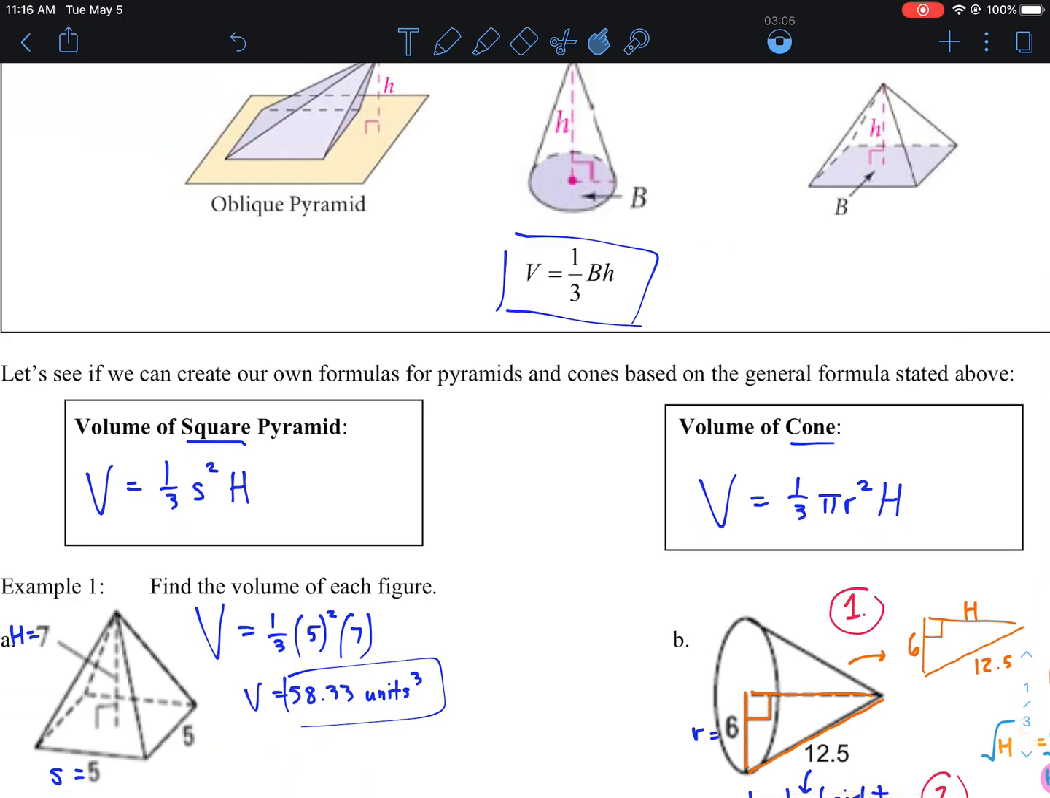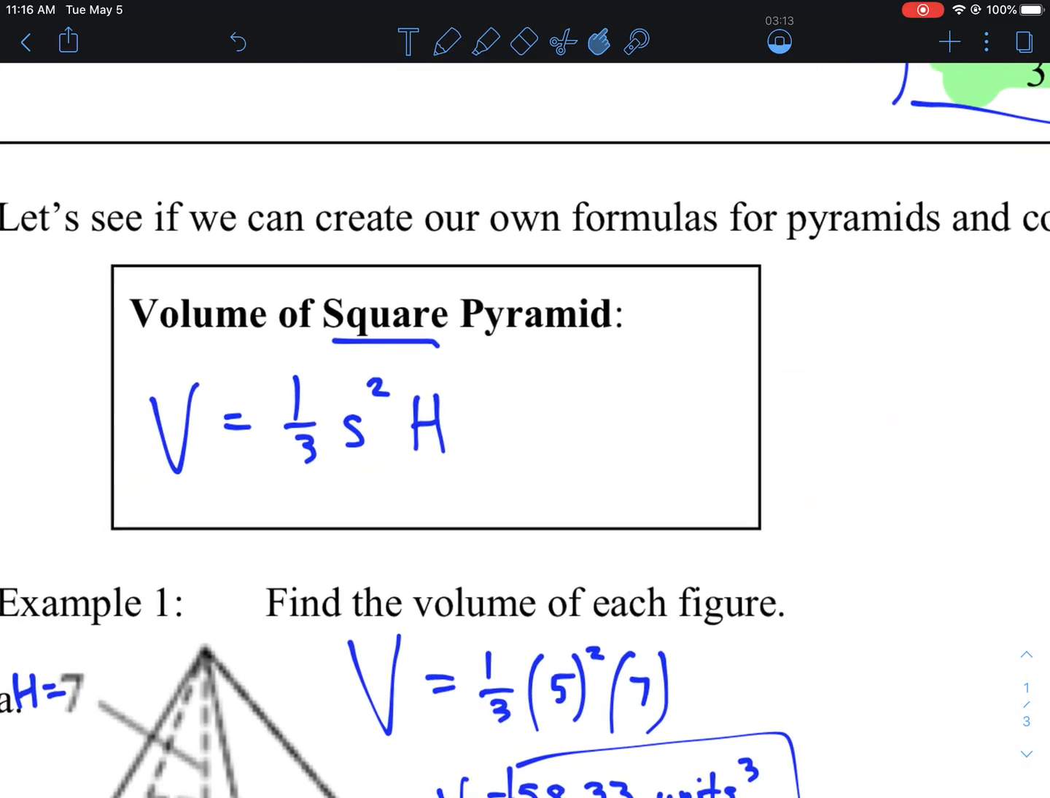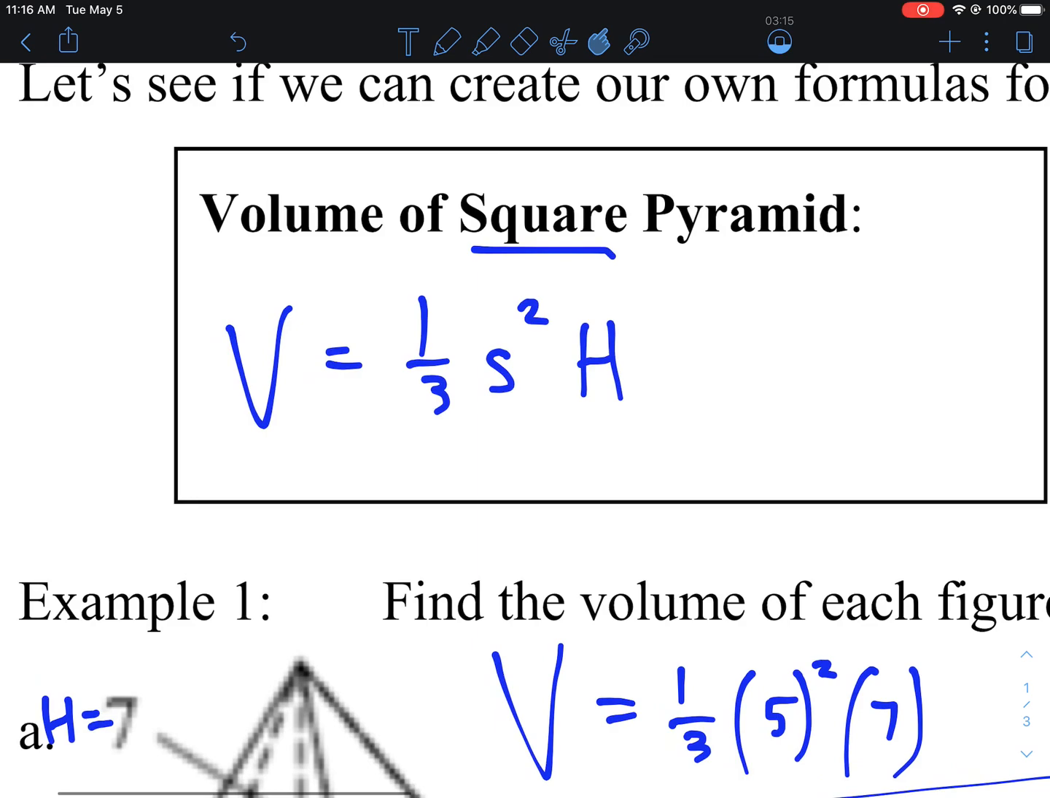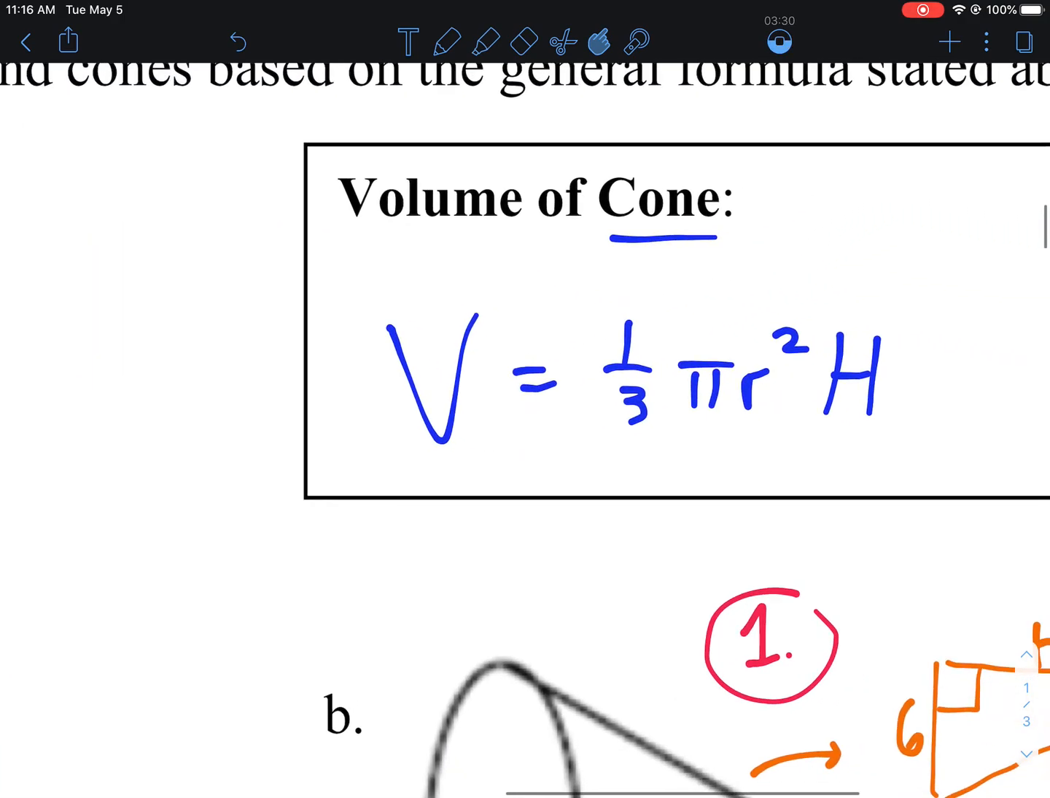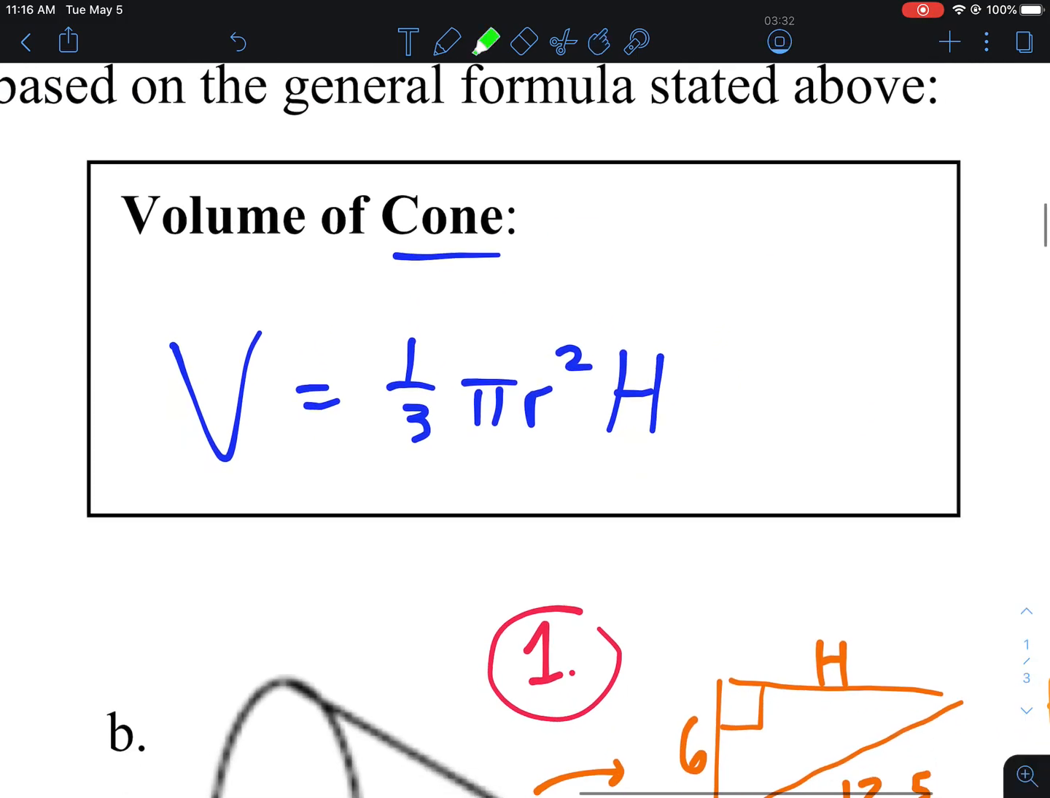So some of these are straightforward. You are given what you need. Other ones you have to find the height. But instead of just writing this generic formula with a capital B, I've decided to tell you how to do them a little bit more specifically. So in general, that would be what capital B is, but since it's a square, the area of a square is always one of its sides squared. Therefore, that's the formula for volume of a square pyramid. In the same way that in a cone, it's always 1/3 times the area of the base shape, which is a circle. That's why it's pi r squared.